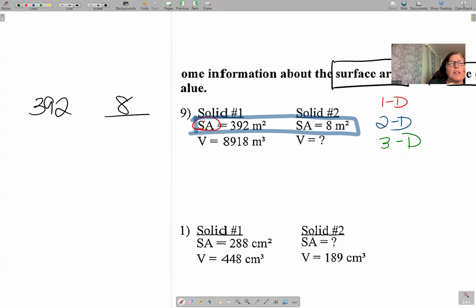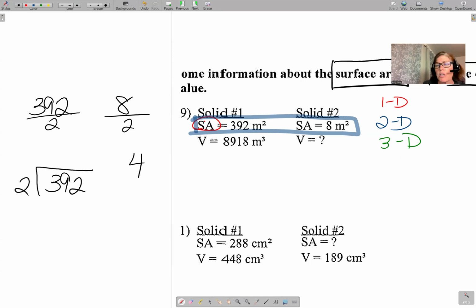Because they're even, I'm going to just divide both of them by 2. I know this is 4. 392 divided by 2. Try to avoid using a calculator. It's good for the brain. Get some exercise here. 2 goes into 3 once. 2 goes into 19 9 times. And then 2 goes into 12 6 times.